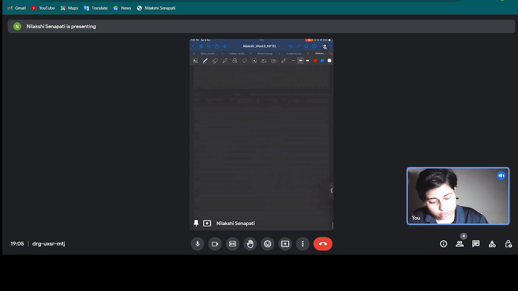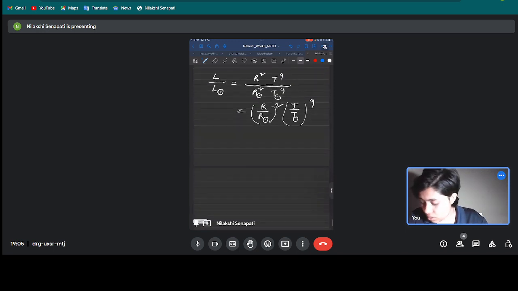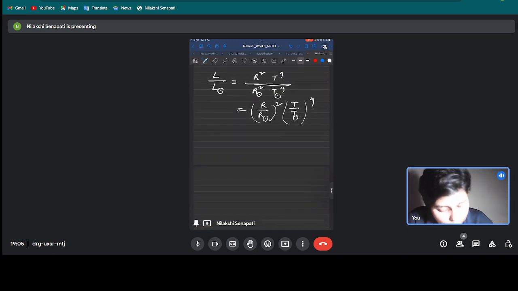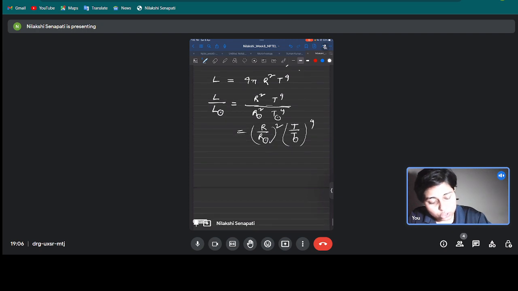Then what we'll get is this. Now we have the information of luminosity, we have the information of temperature. What we need to calculate is radius. So R by R sun is equal to L by L sun whole to the power half, T by T sun whole to the power minus 2.